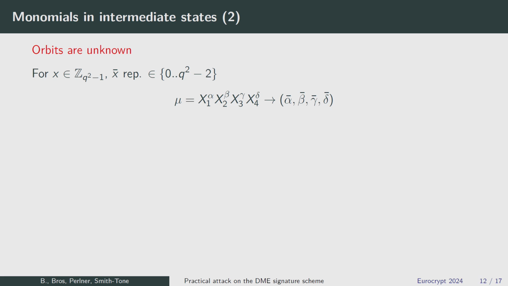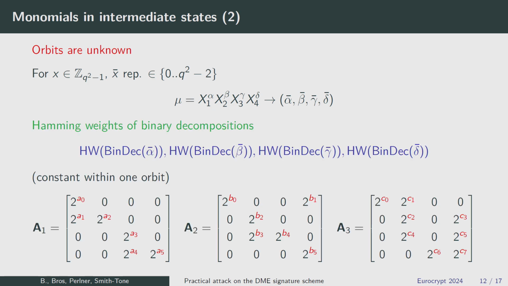But unfortunately, in my secret polynomials, these orbits are also unknowns. But there is still something we can know here, and for that, I will introduce some notation. So for an element x modulo q squared minus 1, an exponent, I will consider x bar, which is its smallest positive representative. So for a monomial mu, which is secret, I can associate it with a set of 4 integers. And there is something I know about these 4 integers: the Hamming weights of their binary decomposition. So in short, this is this quantity in blue.